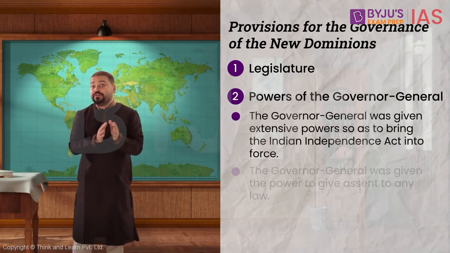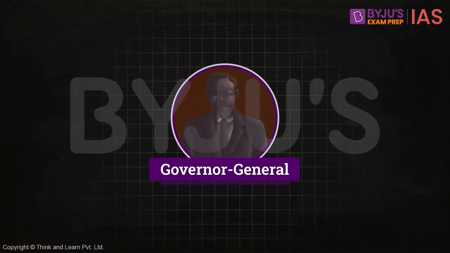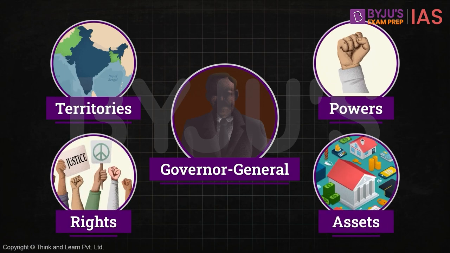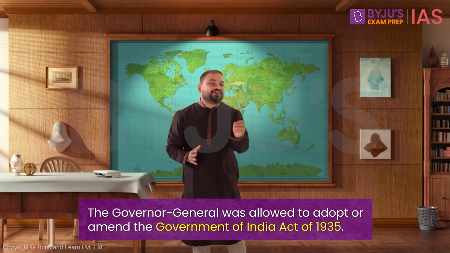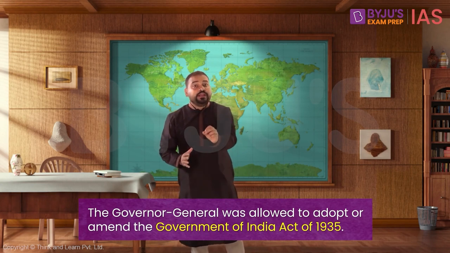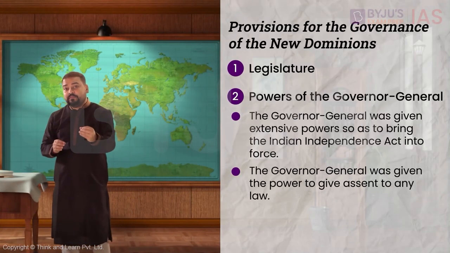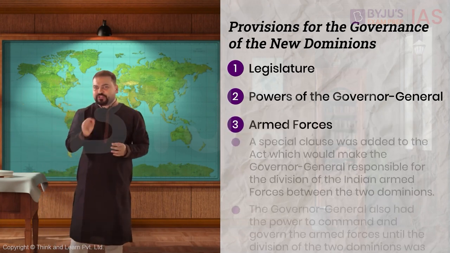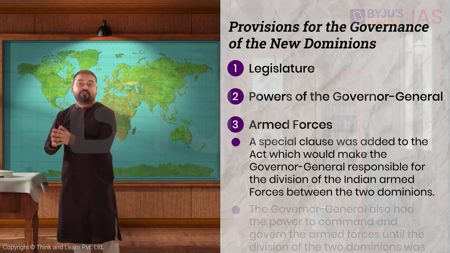The Governor General was to be given extensive powers so as to bring the Indian Independence Act into force. The Governor General was responsible for the division of territories, powers, rights, and assets between the two dominions. In order to do so, he could adopt or amend the Government of India Act of 1935 in any way he deemed necessary. The Governor General, by the power vested in him by the Crown, could also give assent to any law.